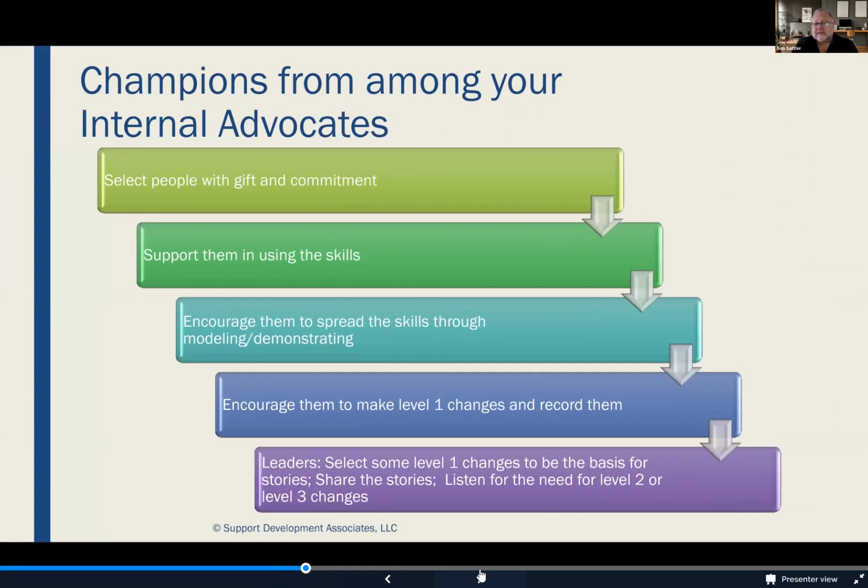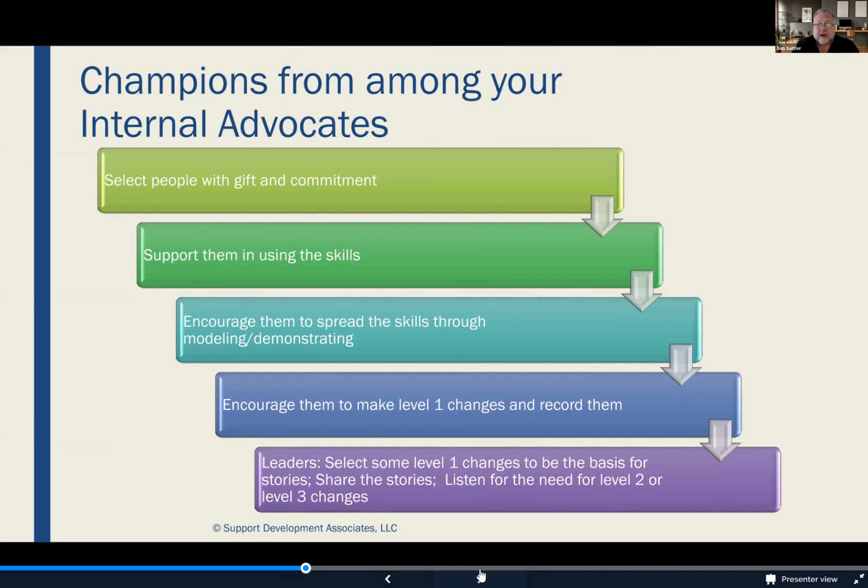So in order to make this happen, we really want to think about who are our internal advocates, who are our champions. As I said, these are people who have the gift and the commitment, so they're able to really do this and be okay with doing it and being supported in doing it. We need to think about where are there opportunities that they can support others to use the skills and try to do things in a different way. That's going to encourage them to spread the skills by either role modeling or demonstrating a new way of doing things.